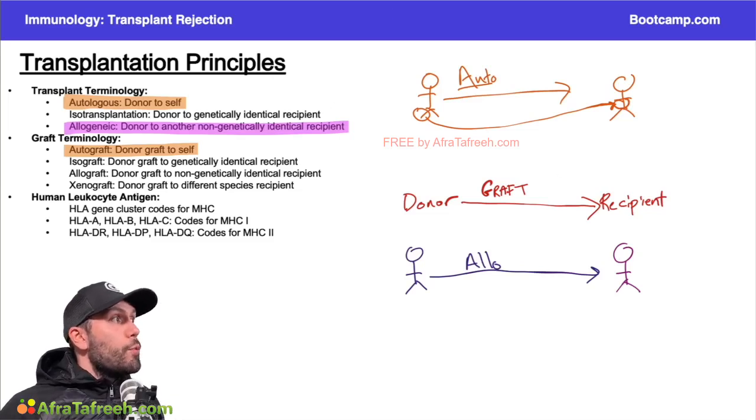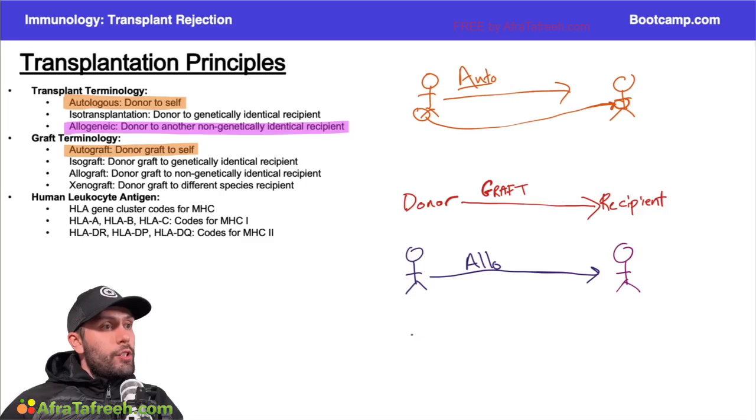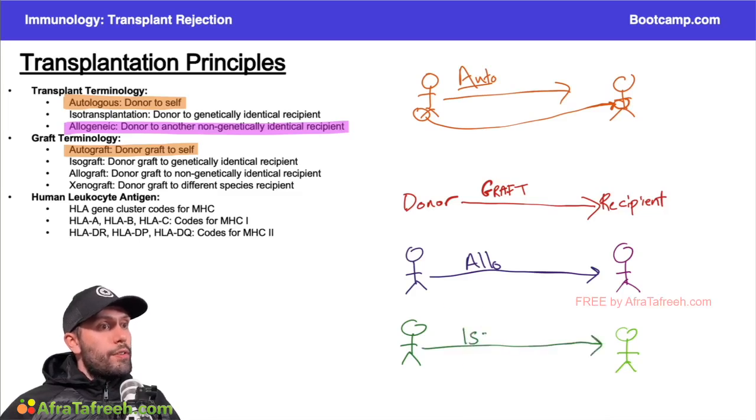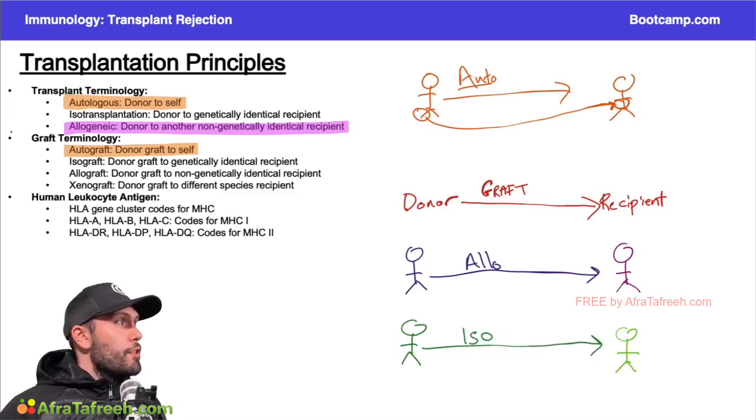Now, in a situation if they were genetically identical, okay, that would be if you had, for example, two patients potentially that were twins, right? Particularly monozygotic twins, right? So if you had two patients that were monozygotic twins and you had one patient donate some tissue to another, then we would call this an isograft. Okay, iso meaning same. They're genetically the same. Okay, so that would be isotransplantation, donation to a genetically identical recipient.